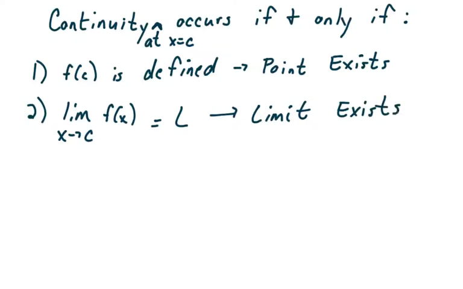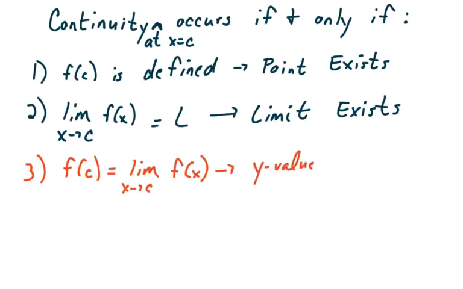Now that we've evaluated limits, we know that the point has to exist, the limit has to exist, and then finally, and most importantly, the function value has to equal the limit. Let me write that all the way out: f of c has to equal the limit as x approaches c of f of x. So the value and the limit have to be equal to one another. The concept is that the y value at x equals c equals the limit value. We will use these conditions over and over again.